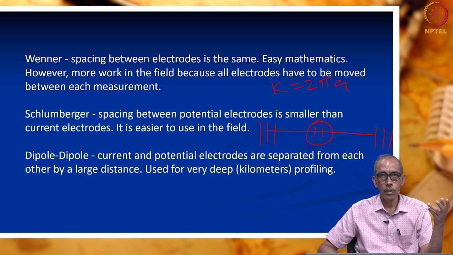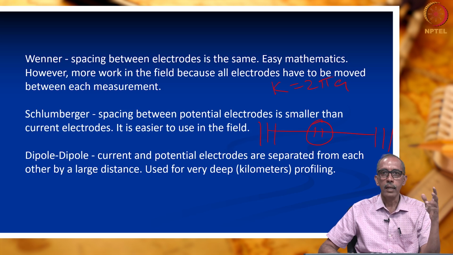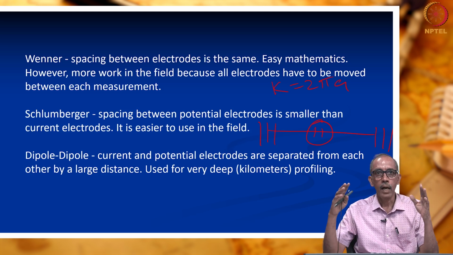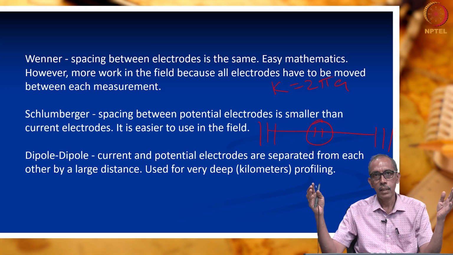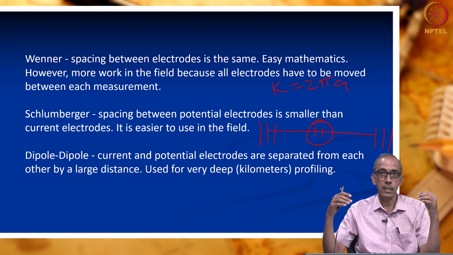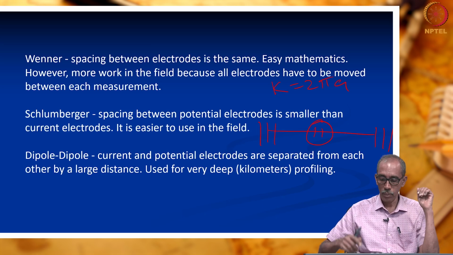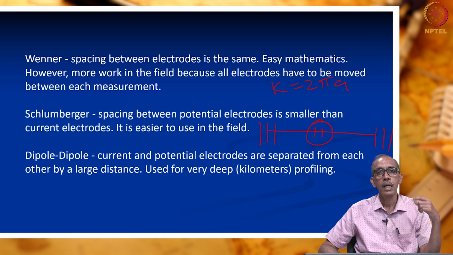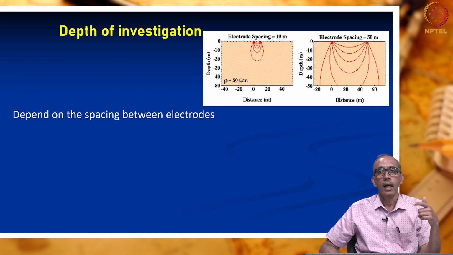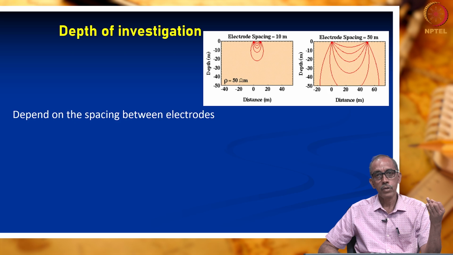In dipole-dipole, we had already seen, these pairs are separated by each other at a very large distance. This is applicable for deeper investigations, even up we can try to understand even up to a kilometer by dipole-dipole arrangement. First, we had seen the 3 different methods of electrode arrangement. We have seen their advantages and disadvantages.